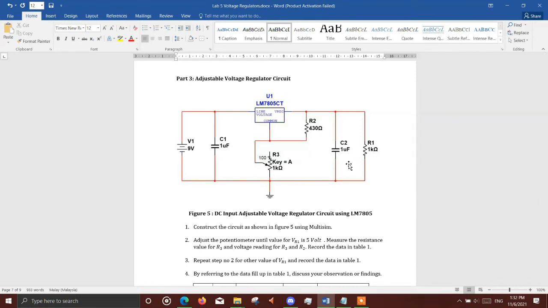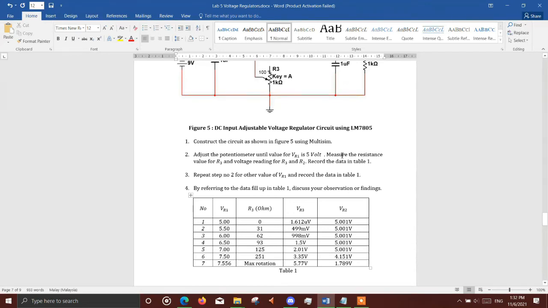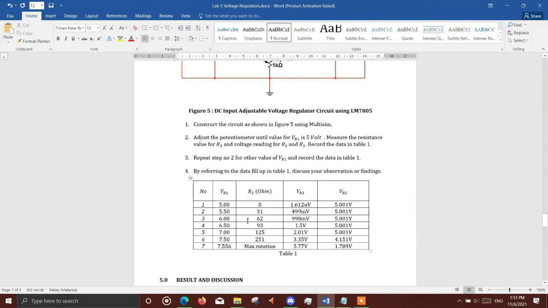current spikes. We will start taking measurements once we adjust the value of the potentiometer until the value of output VR1 is 5 volts, and then we measure the resistance value for R3, and then measure the voltage for R3 and R2 respectively, and repeat it for the other desired values of the output VR1. So this is the measurement that we obtained from the entire measurement activities.